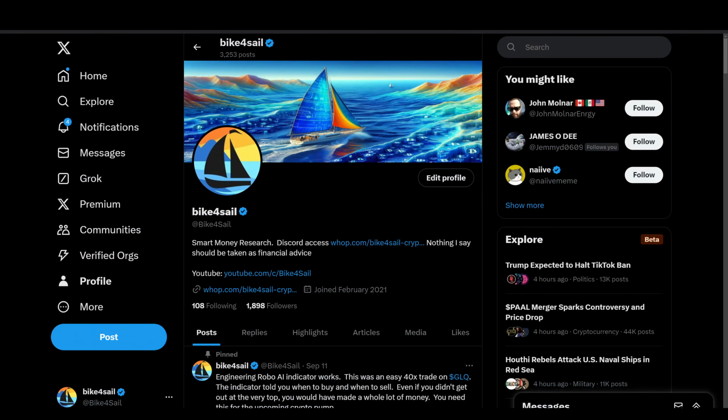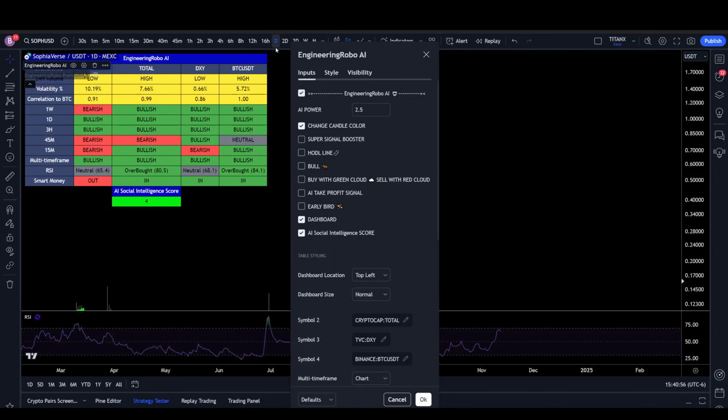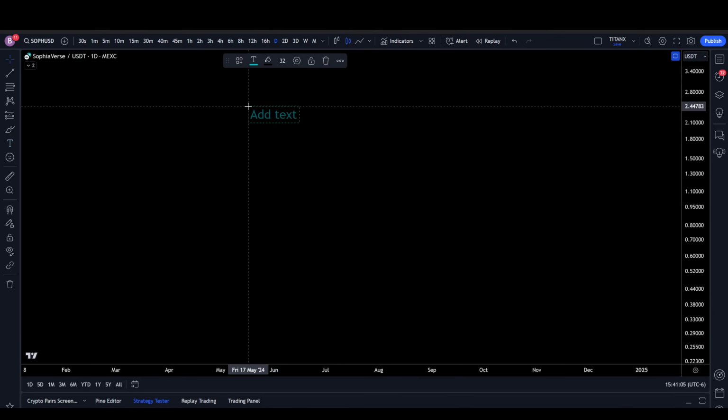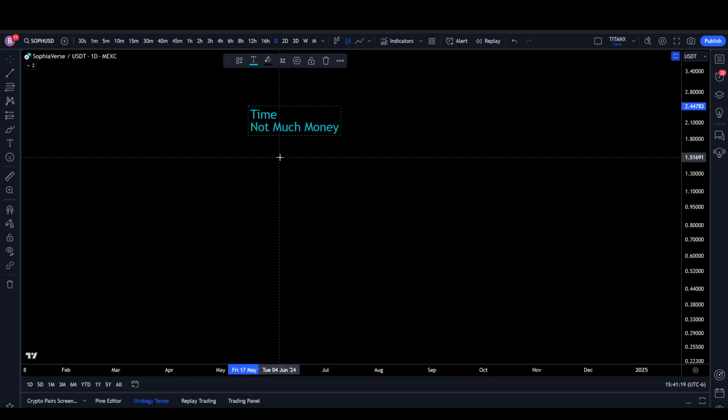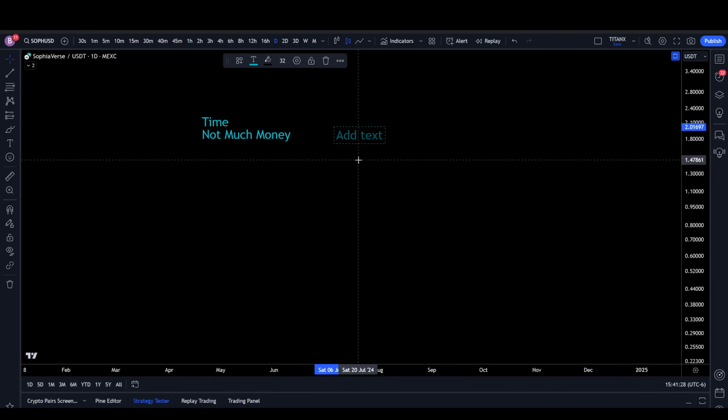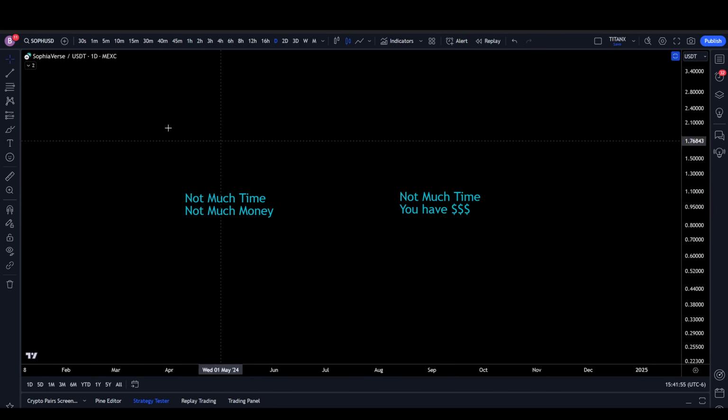So let me close this because I need to have a blank screen here. All right, so let's say that you are somebody that doesn't have much time, and maybe you don't have much money. We'll leave it at that for the first one. And then we'll do another one here. Not much time, not much money. This one here, same thing, not much time, but you have money. All right, so these are the two types of long-term traders. So we're going to do this, and we're going to do this.